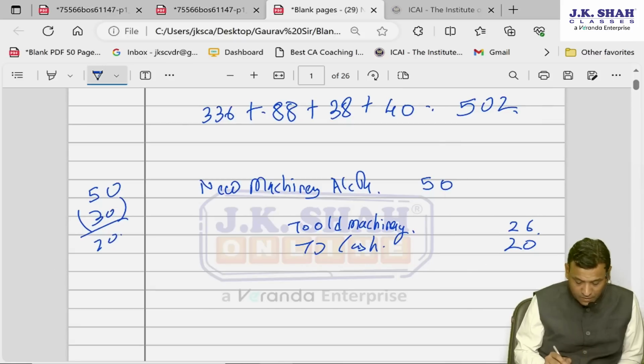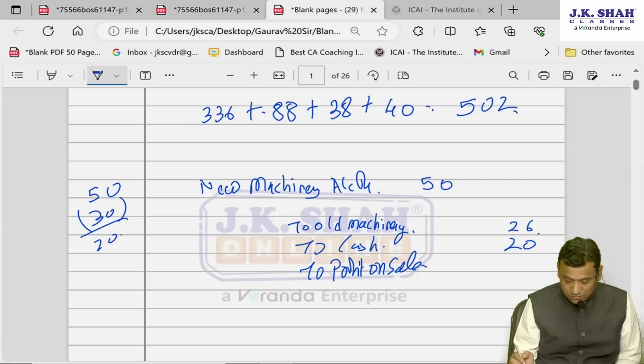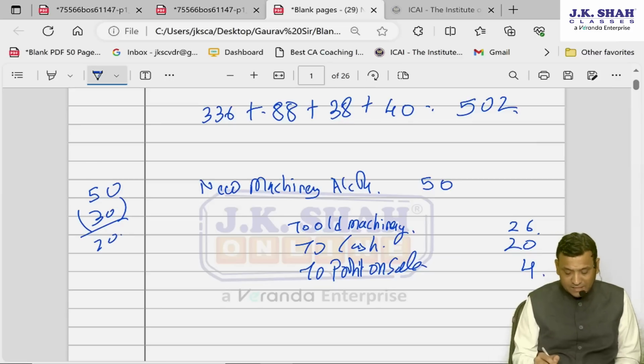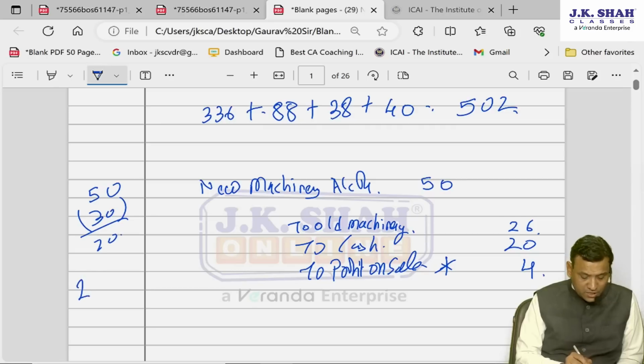And can I say there will be nothing but profit on sale? How much will be the profit on sale? Nothing but 4 rupees. Balancing figure. Are simple, my dear. Don't you think your old machinery book value is 26, selling price is 30, 4 rupees?